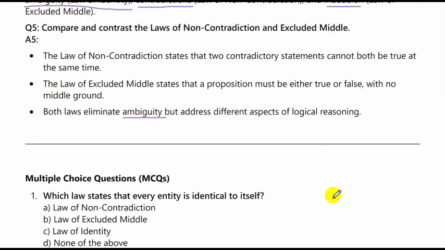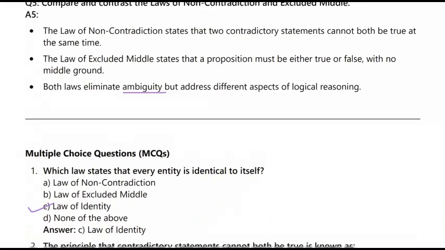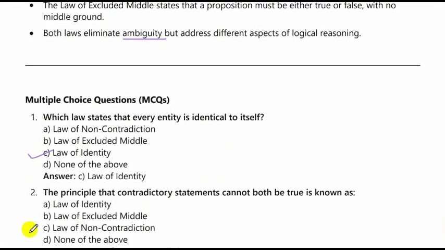Now let's look at the MCQs. We can do it together. You can give me the answers, or you can give the answers to yourself as we move forward. Which law states that every entity is identical to itself? So that is the law of identity. The principle that contradictory statements cannot be both true is known as the law of non-contradiction.